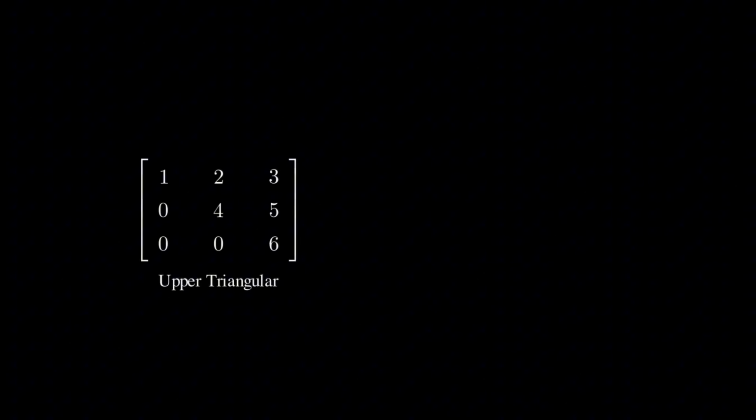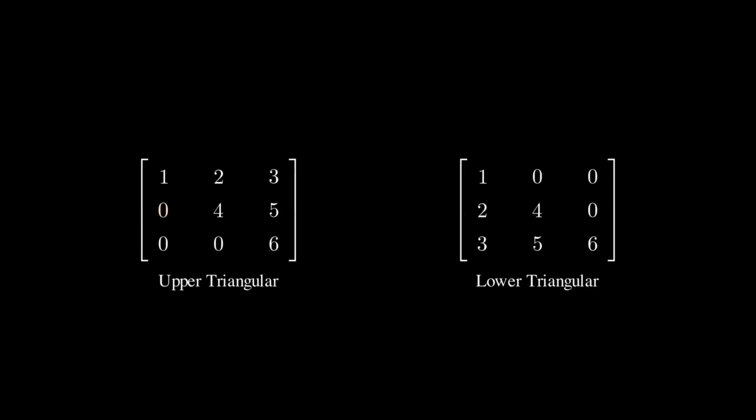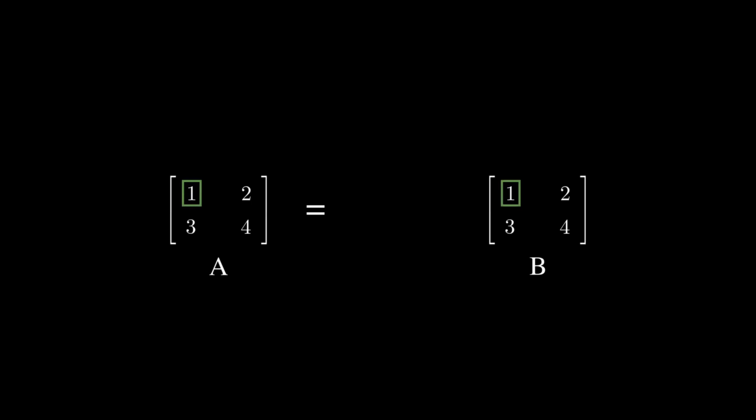A triangular matrix can be upper triangular, where elements below the main diagonal are 0, or lower triangular. Two matrices are equal if they have the same size and corresponding elements are equal.